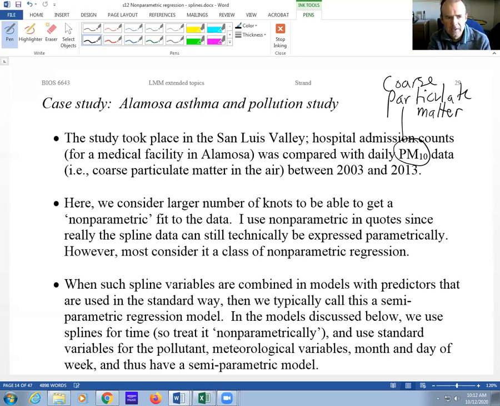And so in this case, we're not looking at individual subjects. We're actually just looking at total hospital admission counts for the valley. And so this is getting into using count models like Poisson regression. We'll talk about those methods more, but what I want to talk about today is the modeling of the mean hospital admission counts over time, and how we can do that with spline modeling.